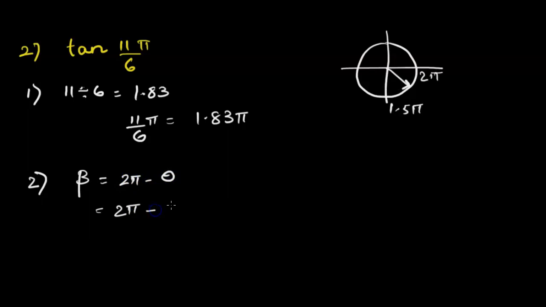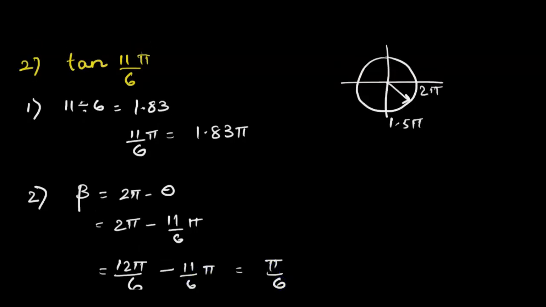That is 2 pi minus 11 by 6 pi. To make the denominators common, we multiply the numerator and denominator with 6. So we get 12 pi by 6 minus 11 by 6 pi. That would give us pi over 6. Now we would rewrite this tan 11 by 6 pi ratio in terms of the related acute angle.